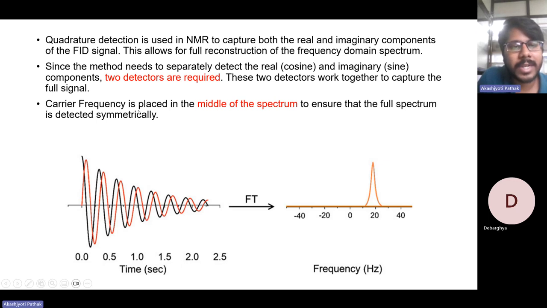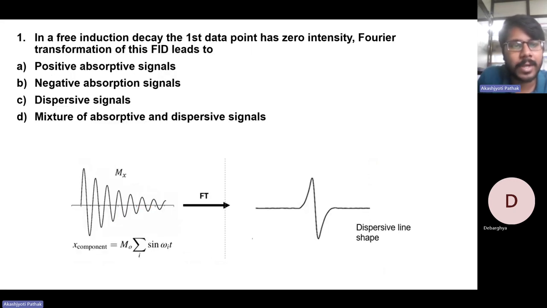And in good quadrature detection, what is done? The carrier frequency is placed in the middle of the spectrum to ensure that the full spectrum is detected symmetrically. Regarding this last concept, I will explain in the next slide why it is placed in the middle.